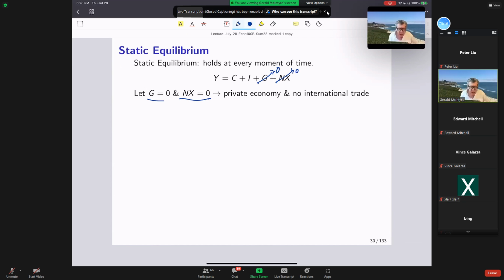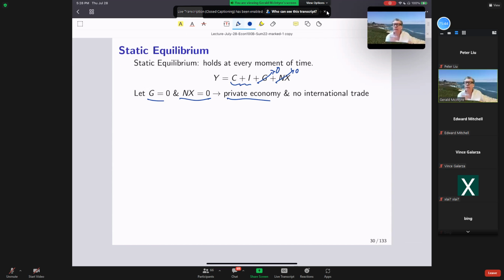The idea here is you have to walk before you can run. You have to do the simple things first before you can put in the complex things. We will reintroduce them later on, but at the moment we have to set those equal to 0. That means we just have consumption and investment. That's the private economy.